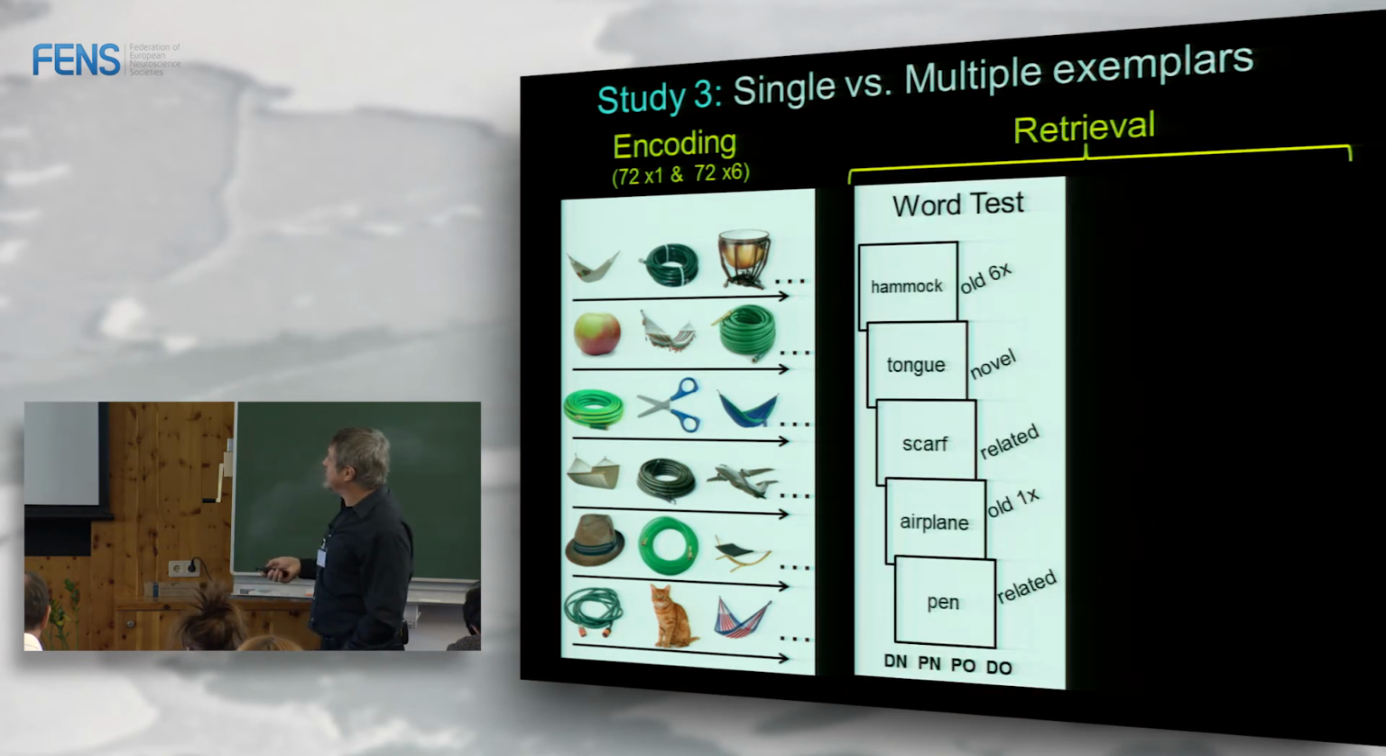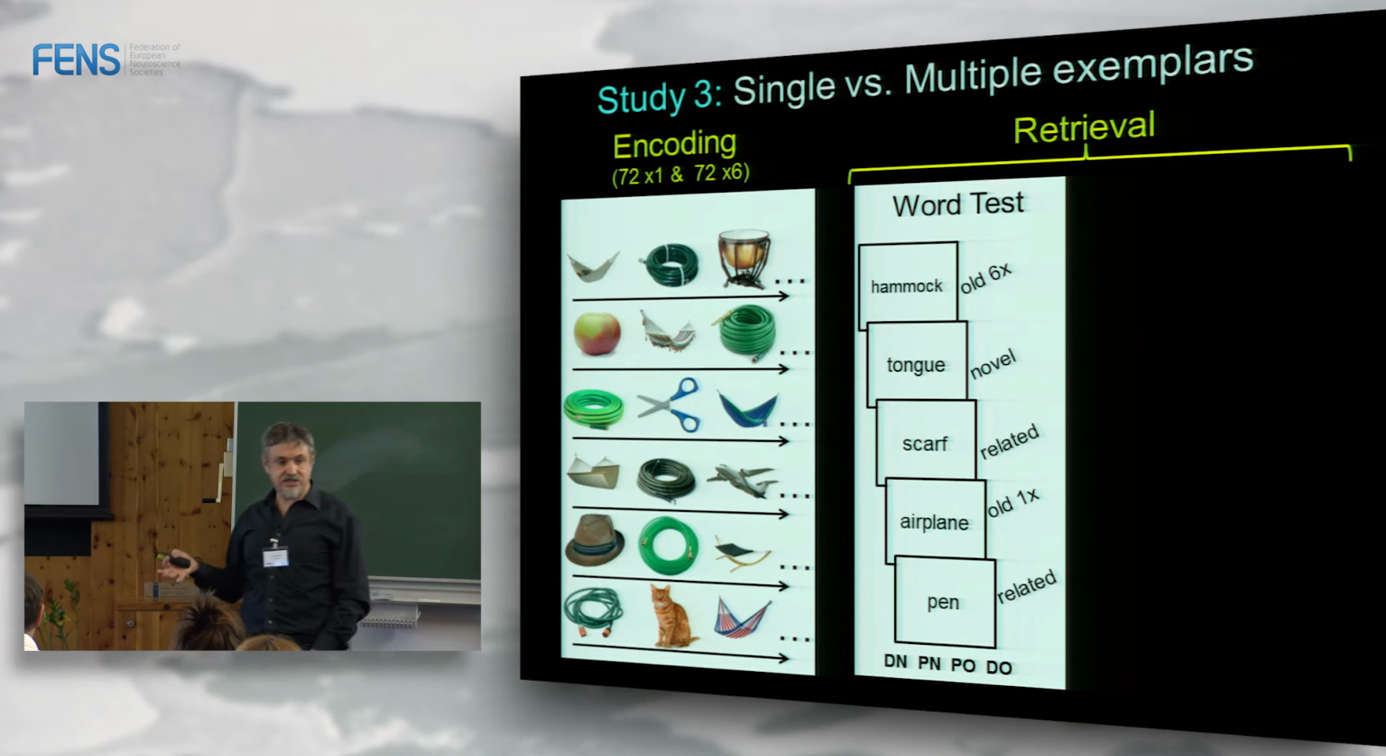Then we again had the 2 types of tests. We had a word test in which they were presented the word and had to rate from definitely new to definitely old. We also had novels, and so we had 2 types of old, the old 6x and the old 1x. They had novels, and also related words, like a scarf that was related to another item of clothing but was not seen.